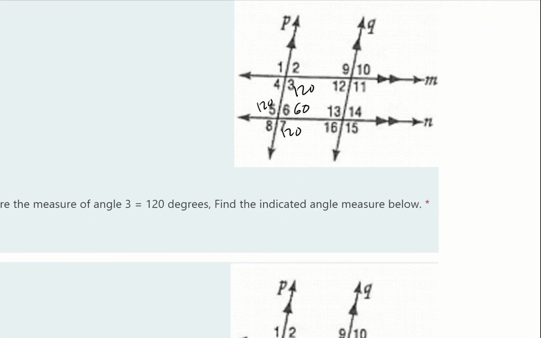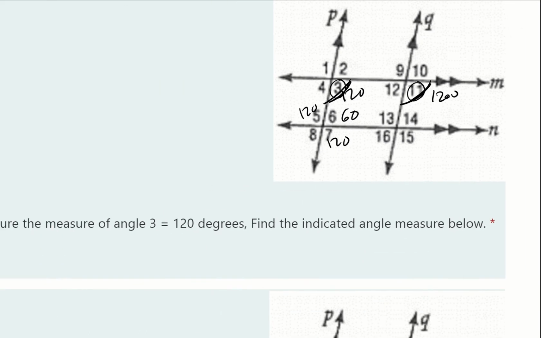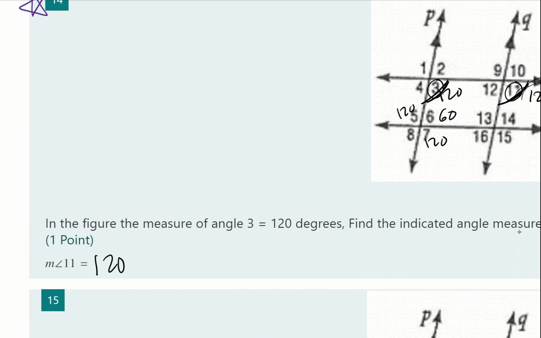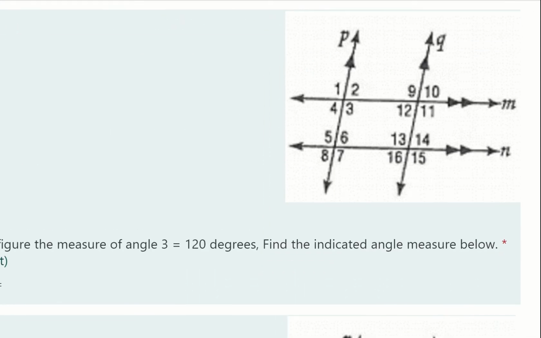Find the measure of angle 11. So notice that angle 3 and angle 11 are corresponding angles. They are actually the same angle, so this is also going to be 120. I think on the Microsoft Forms quiz, I put the answer as 60, but that's incorrect. It should be 120. So on the quiz, just put 60, but just know that the real answer is 120. All right, so we know that angle 11 is 120.